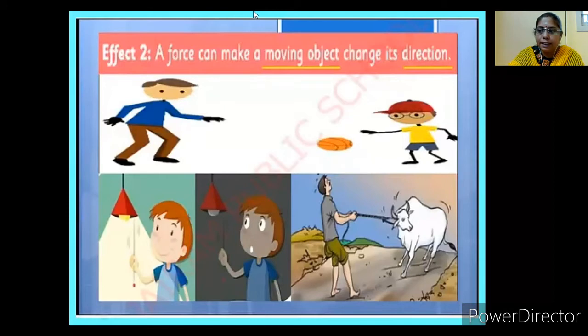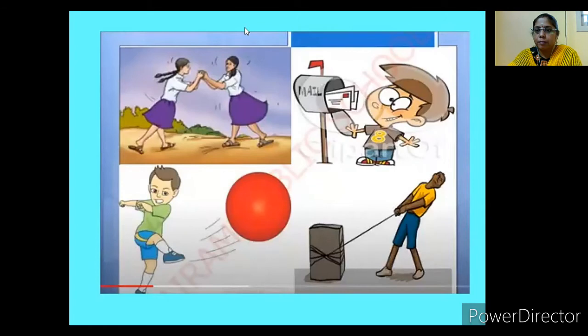Now, let us discuss effect 2. A force can make a moving object change its direction. Now, see this image. You can easily observe that a force can make the object move in the opposite direction. Now, with these images, we can clearly understand.